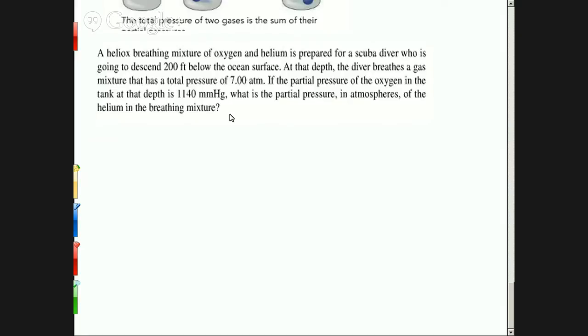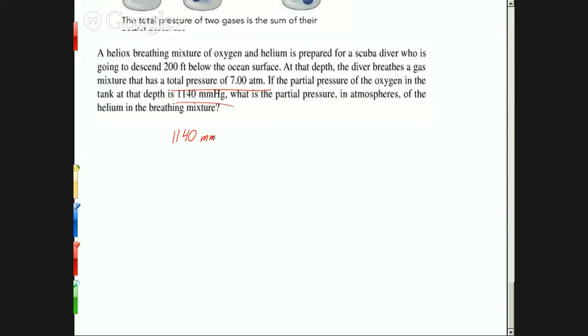And this problem is saying that at the depth wherever they're going, the total pressure of the gas is 7 atm. If the partial pressure of oxygen is 1140 millimeters of mercury, what is the partial pressure of the helium in the breathing mixture? Will you just divide the total depth, 1140? The pressure of oxygen? Yeah. Well, what we need to do is just subtract the partial pressure of oxygen from the total pressure. The only problem is they're in different units here. So first we've got to convert our millimeters of mercury to atmospheres so they can be in the same units.